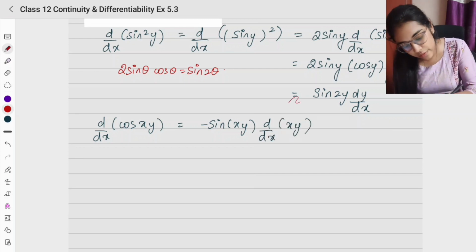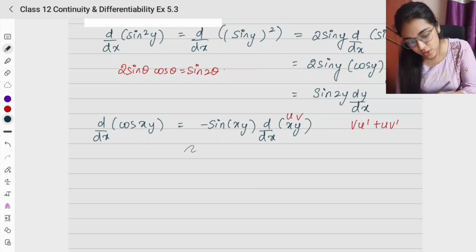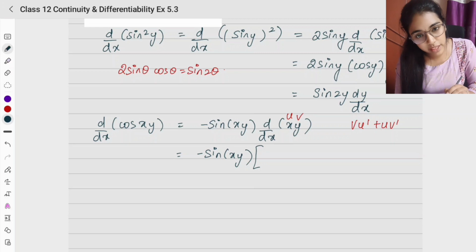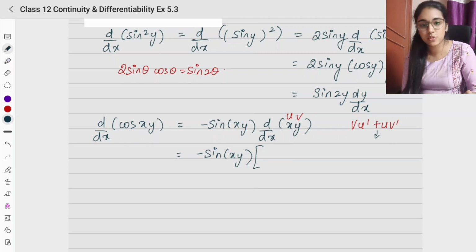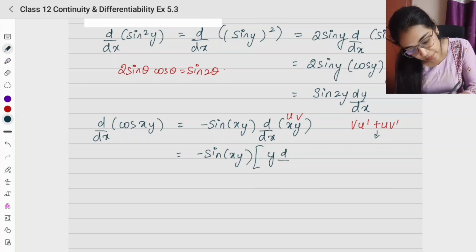So, d by dx of xy. I have a product. So, this is u times v. What is the formula? vu dash plus uv dash. We did this in the previous question. Correct? So, this is minus sin xy times, open a bracket. In multiplication, whenever you have a plus sign in between, please open a bracket. If you don't, it will go wrong. So, vu dash. So, I have y times d by dx of x plus uv dash.